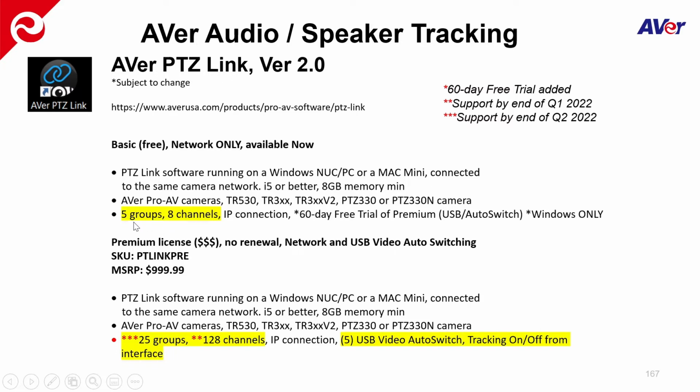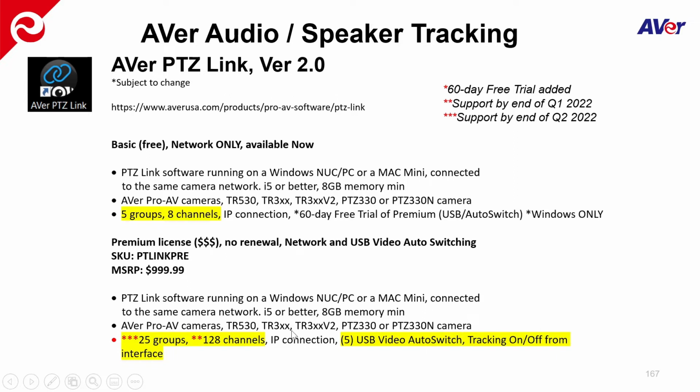With the free version, you get 5 groups and 8 audio channels. Think of the groups as a camera pairing with the mic, right? And this will probably make more sense as I go through this demo. Also, with the Windows version only, you can sign up for a 60-day free trial of the premium version, which is that USB auto switch.